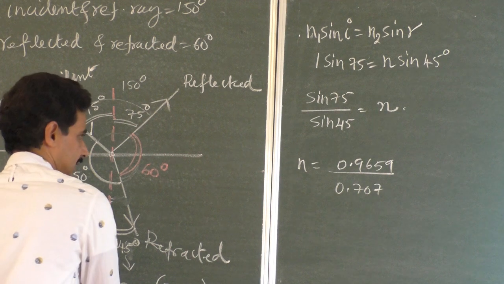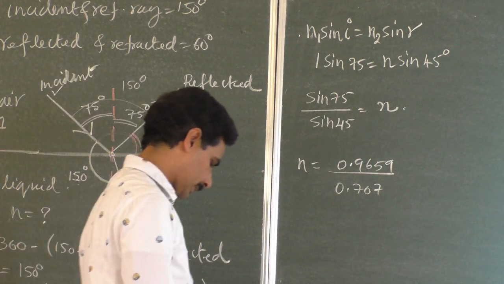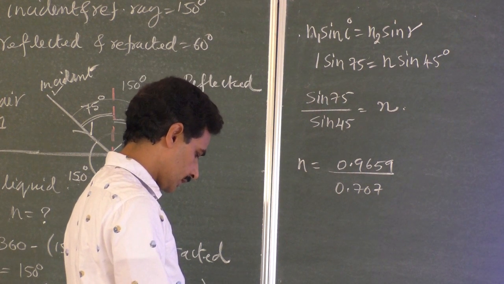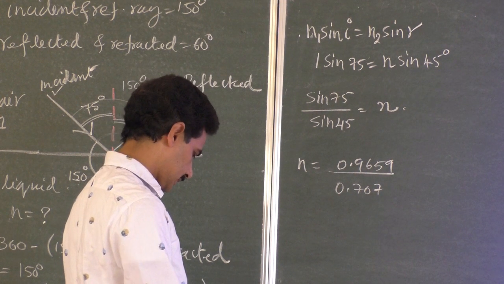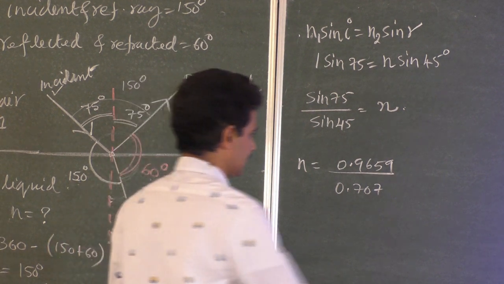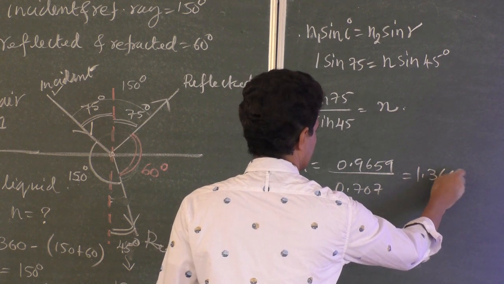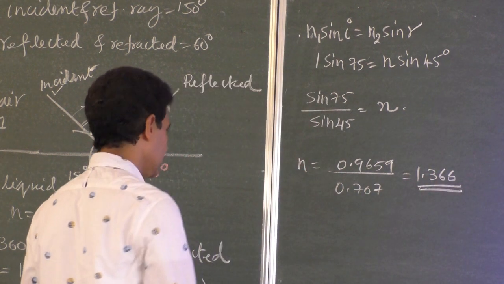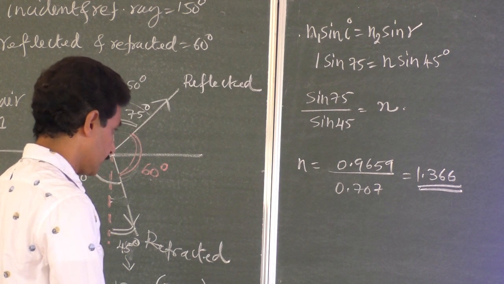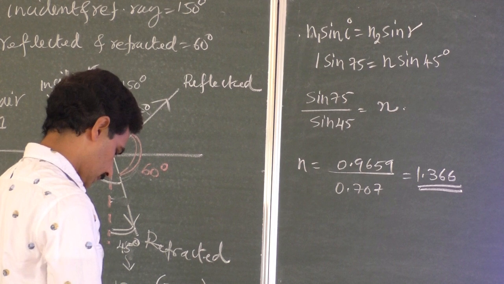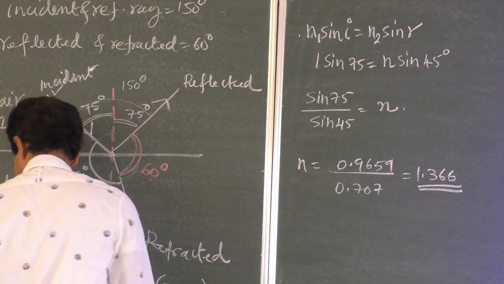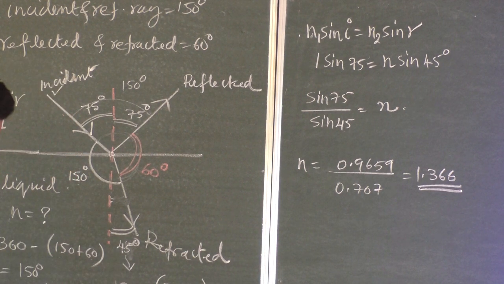Now what is n? Just use the calculator and get the answer. It should be 1 point something. 0.9659 divided by 0.707, 1 by root 2, that is equal to 1.366. That is the refractive index of the material of the prism. Let me check it once again: 0.9659 divided by 0.707 gives you 1.366. So the refractive index of the material of the prism is 1.366.